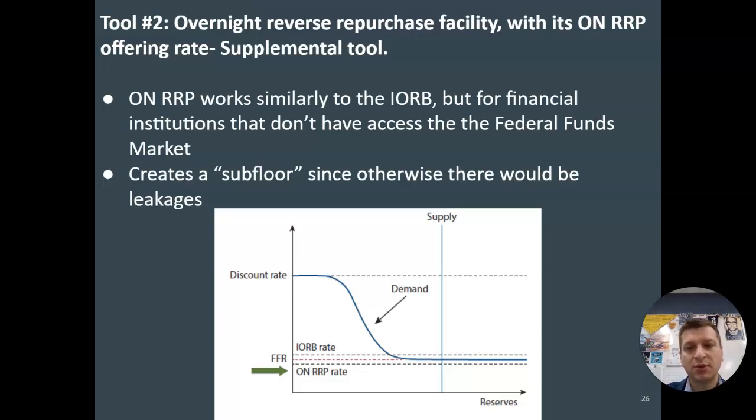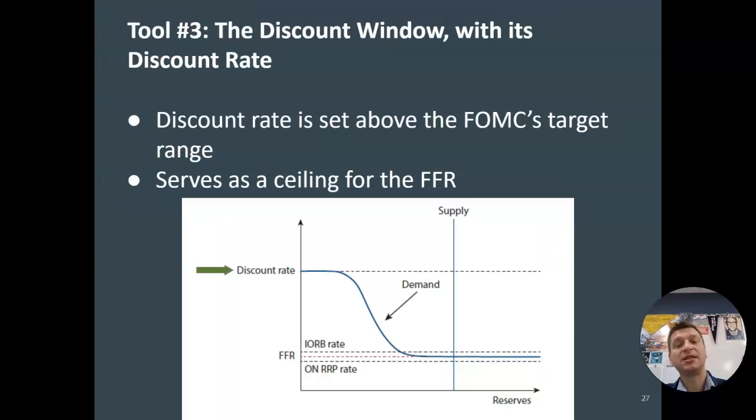So it's basically a loophole to help out those other financial institutions. It affects the federal funds rate the same way that the IORB does, but through a different method and just for special case scenarios. The discount window serves as the upper bound. This just means that banks aren't going to be willing to borrow from each other in the federal funds market if they can borrow from the Fed for cheaper. So that's why it sets that upper bound of the interest rates.